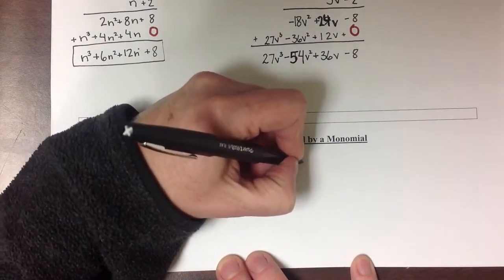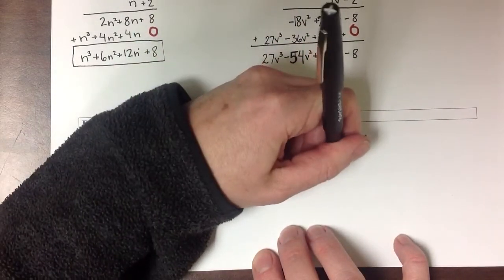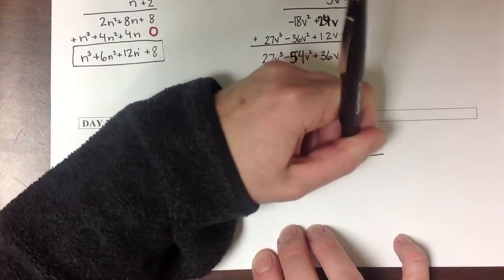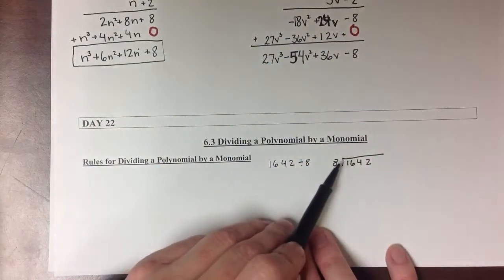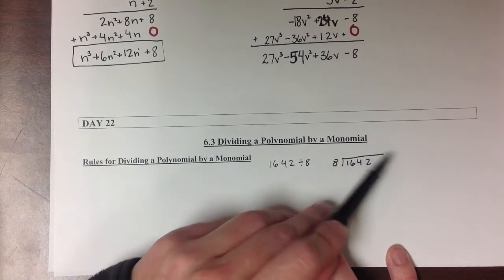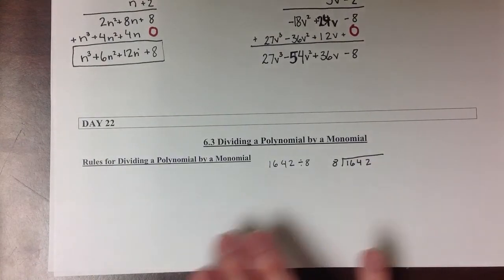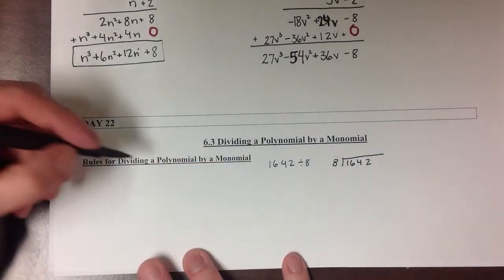So if you wanted to take 1,642 and divide it by 8, you would divide the 8 into each of these terms, dividing the 8 into 16, subtracting, bringing down the 4, and so on. So we're going to do something very similar when we divide polynomials by a monomial.